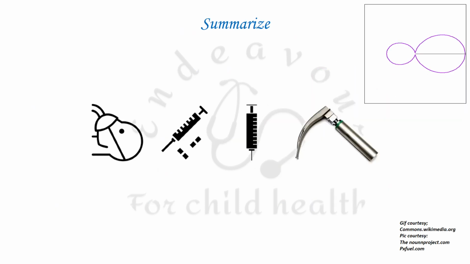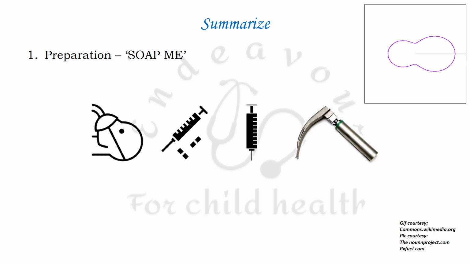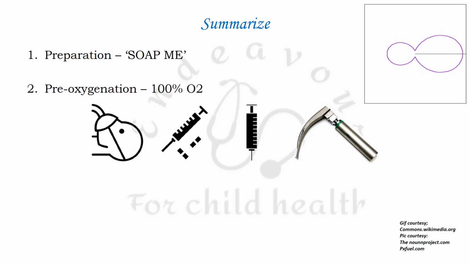DOPE stands for displaced endotracheal tube, obstructed endotracheal tube, pneumothorax, and equipment failure, that is failure of the ventilator. So to summarize, RSI is basically 4 steps: pre-oxygenation, pre-medication, paralysis induction, and intubation. But the classical 7 P's are preparation, for which the mnemonic is SOAP-ME, where S stands for suction, oxygenation, airway, pharmacy, medications, and equipment. Pre-oxygenation with 100% oxygen to saturate the alveoli prior to intubation.